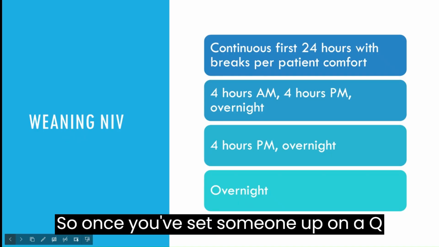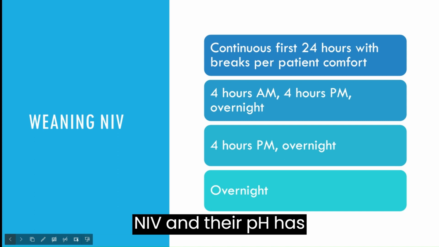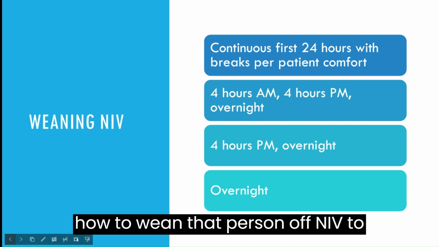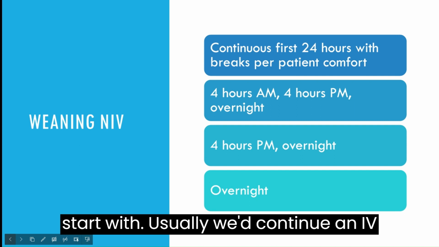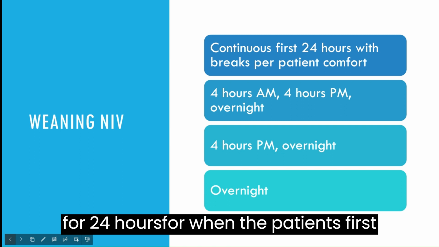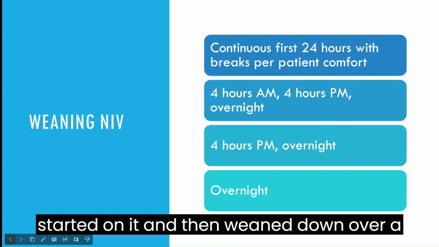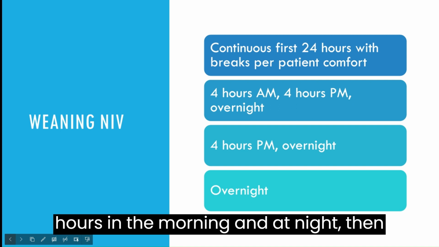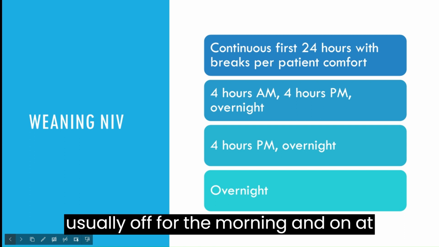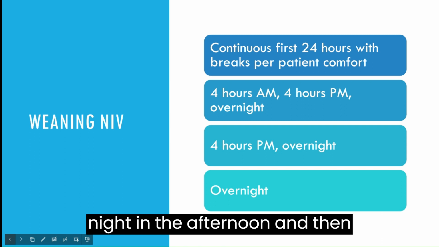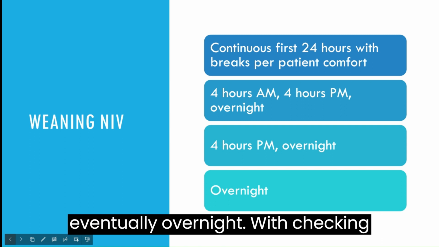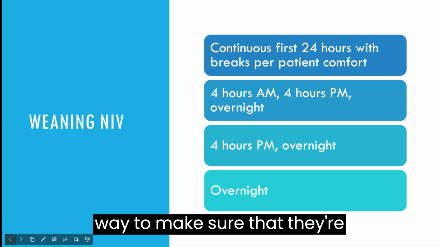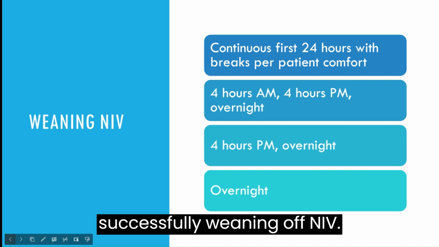So once you've set someone up on acute NIV and their pH has recovered, then you need to think about how to wean that person off NIV. To start with, usually we'd continue NIV for 24 hours from when the patient first started on it, and then wean down over a course of 2 or 3 days, with 4 hours in the morning and at night, then usually off in the morning and on at night, then off in the afternoon, and then eventually overnight only, with checking arterial blood gases or CBGs along the way to make sure that they're successfully weaning off NIV.